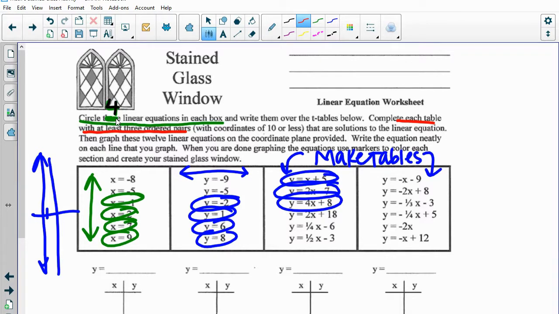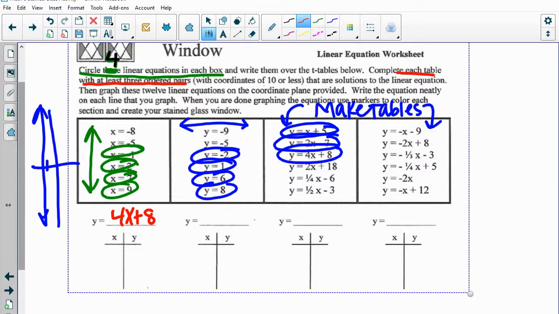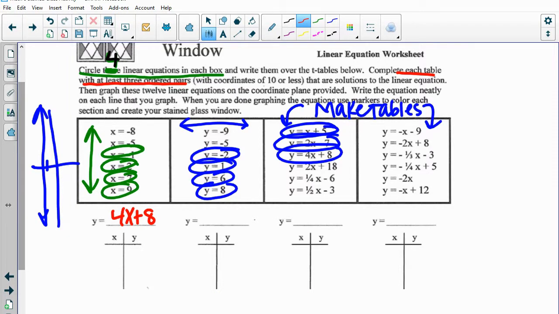For example, if I choose the equation 4x plus 8, so all 4 in the 3rd box and the 4th box, you need to make a table for and write their equation on the line. This one says to find my y values, I'm going to do 4 times my x and add 8. So what if I choose 1? What's 4 times 1? Plus 8. That is not going to fit on my graph. So I can't even use 1.